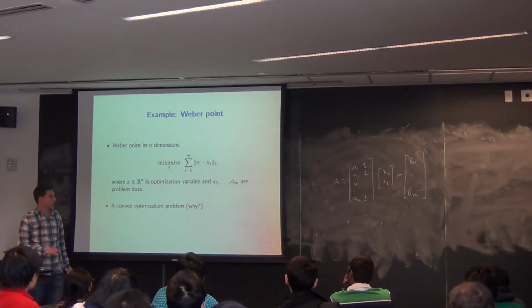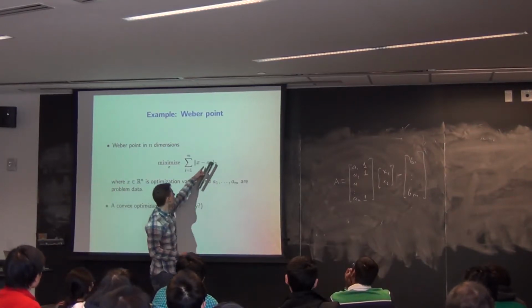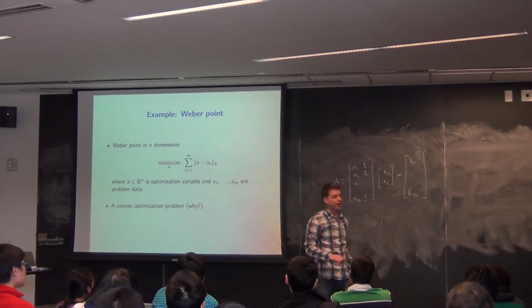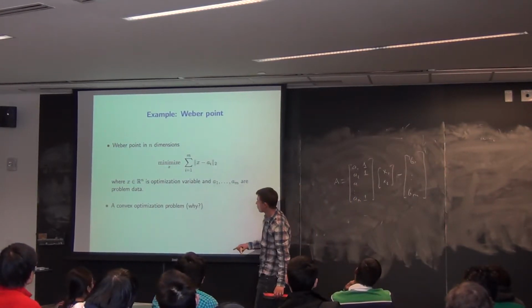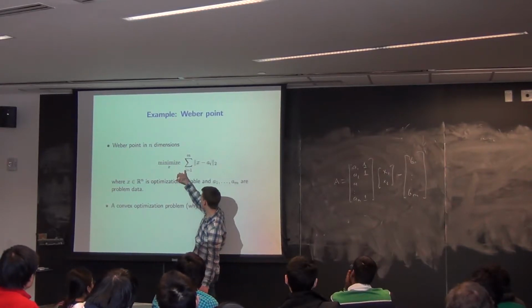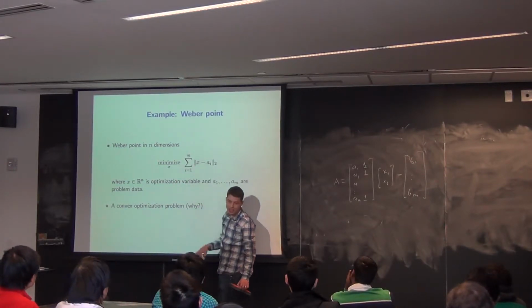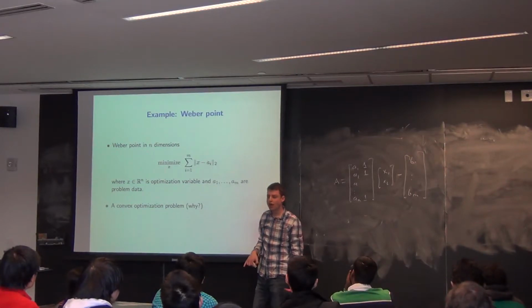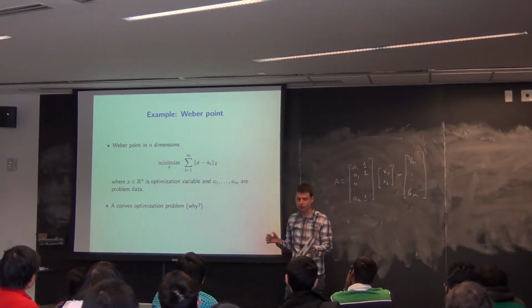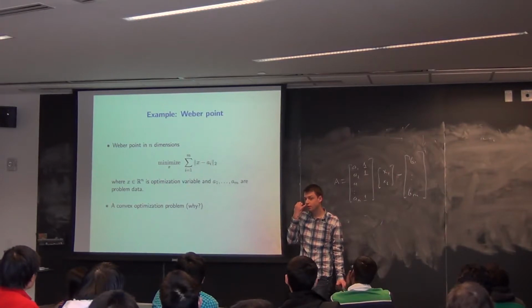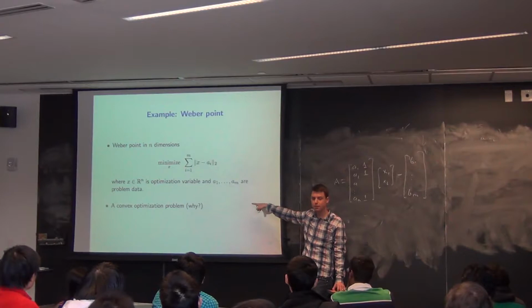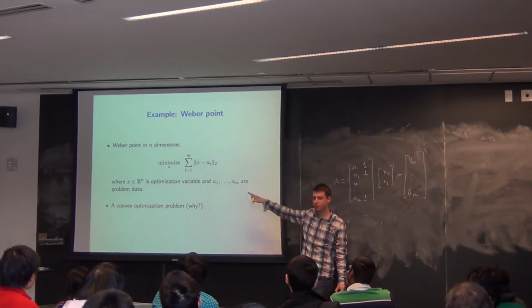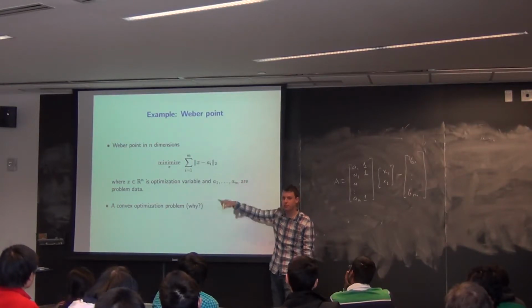Our next example is the Weber point problem. Here we have ai, and I'm going to treat these as n-dimensional points, not just 2-dimensional points. We minimize over x the sum from i equals 1 to m of the norm of x minus ai, where each ai is itself a vector in Rn. This is a convex problem too. It needs one more step than the last one, but why is this a convex problem?